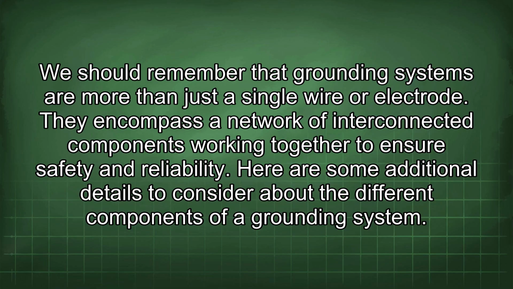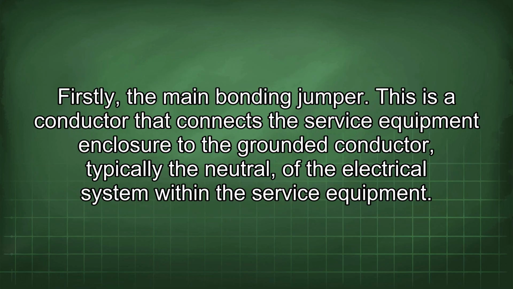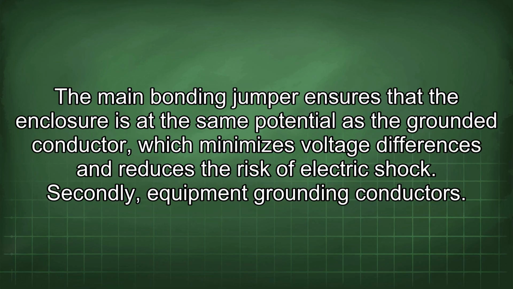Here are some additional details to consider about the different components of a grounding system. Firstly, the main bonding jumper. This is a conductor that connects the service equipment enclosure to the grounded conductor, typically the neutral of the electrical system within the service equipment. The main bonding jumper ensures that the enclosure is at the same potential as the grounded conductor, which minimizes voltage differences and reduces the risk of electric shock.